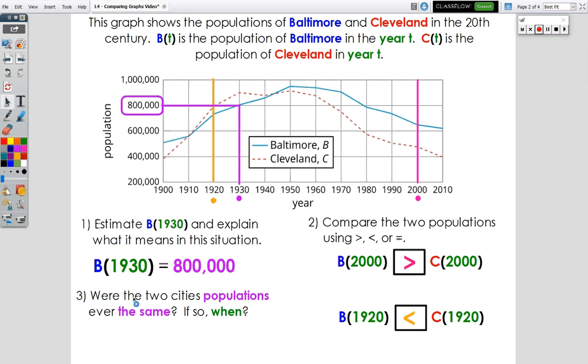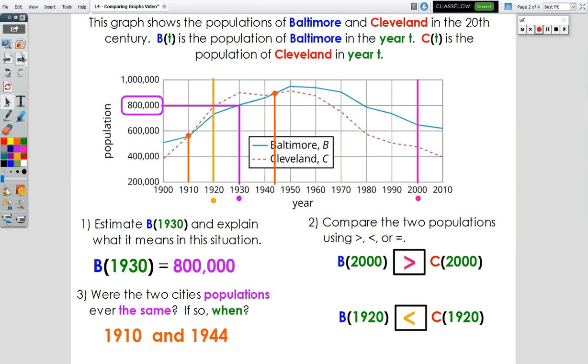And then are there ever any times when the two cities have the same populations? If so, when? Well, I can see that right here and right here, we have the same population. The way I can tell that the populations are the same is because my lines intersect, which means they're at the exact same population at the same time. So in 1910 and in about 1944, we have the same populations.